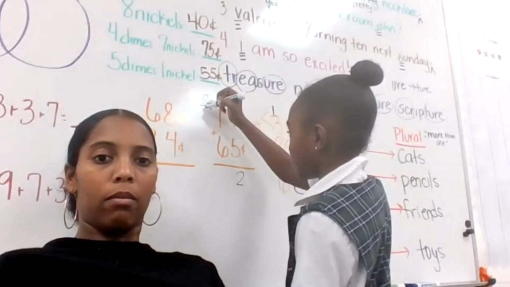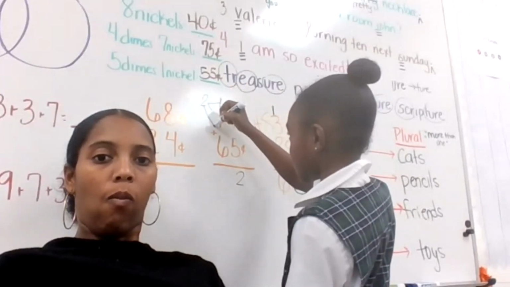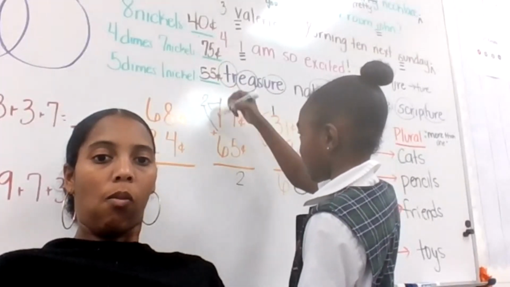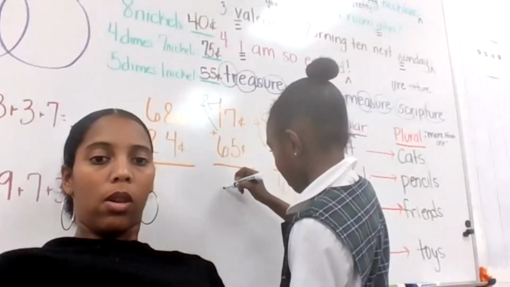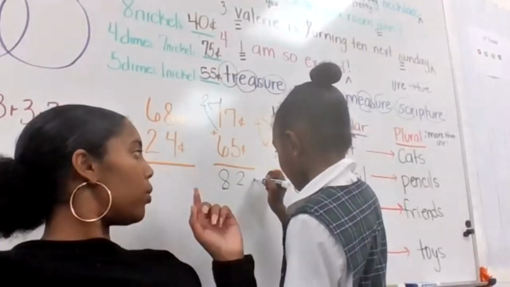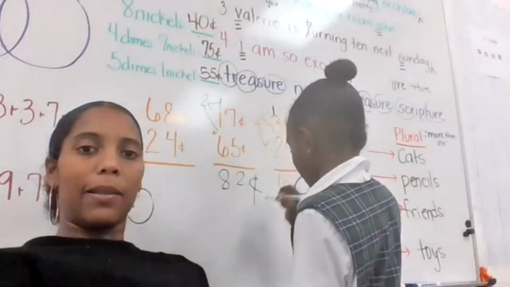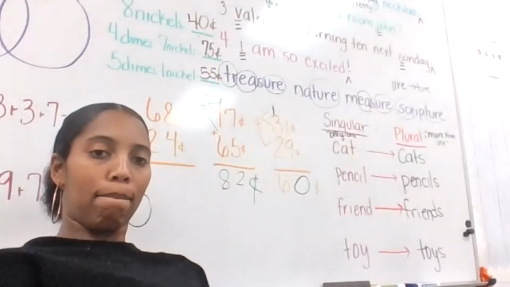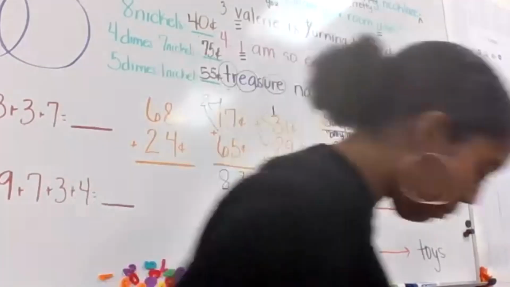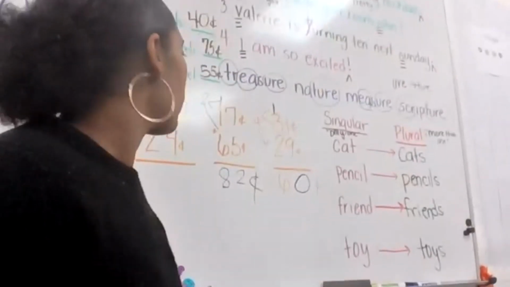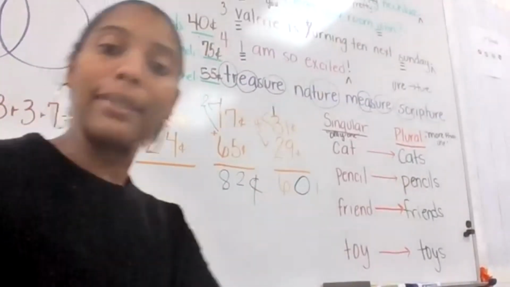1 plus 1 equals 2. 2 plus 6 equals 8. Okay, her answer is 82 cents. I did that. 82 cents. Oh, yeah, awesome. We know this.